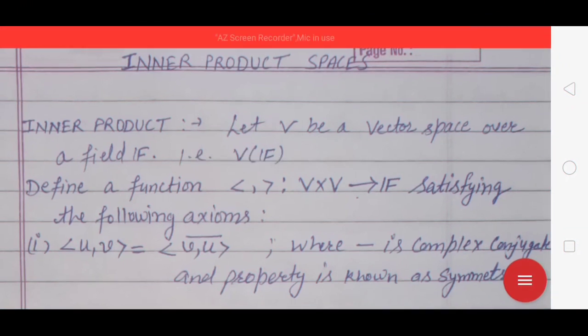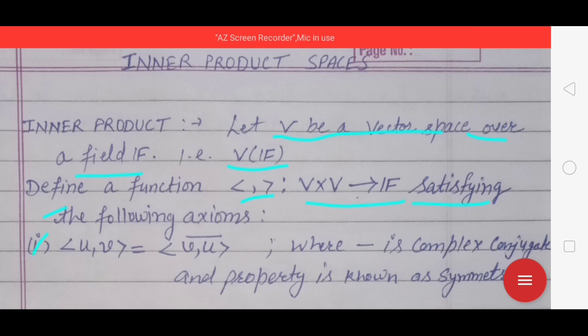Students, today we are going to discuss inner product space. Before this, we will give the definition of inner product. So look, let V be a vector space over a field F, any field F. Define a function V cross V to F satisfying the following axioms.